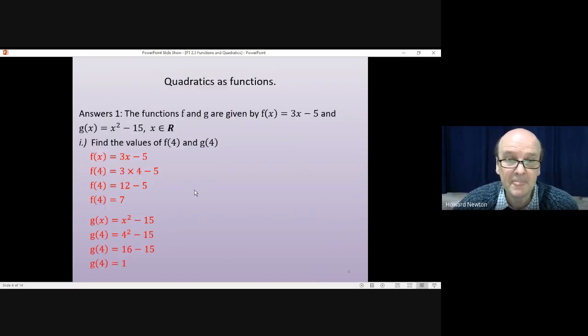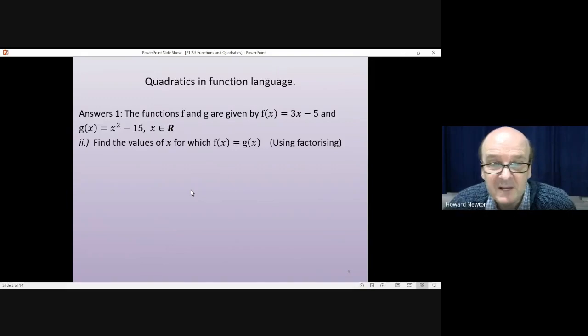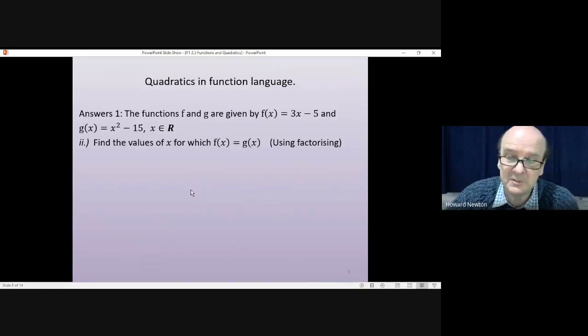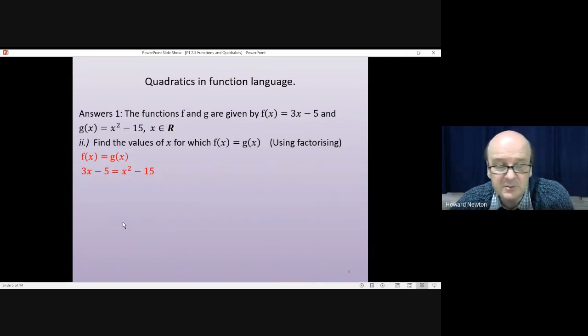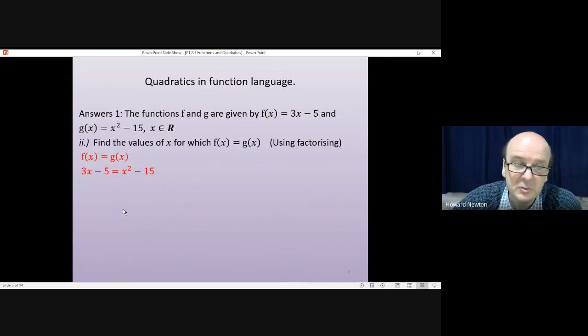That's part 1 done. Part 2 asks us to find the values of x for which f of x is equal to g of x. And the suggestion is that we use factorizing to do this. If f of x equals g of x, we just substitute in for the two functions. So f of x is 3x minus 5, g of x is x squared minus 15. We say those two things have to be equal to each other. That gives us a normal equation. We solve it in the normal way.